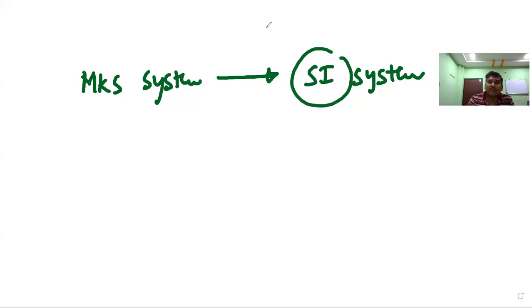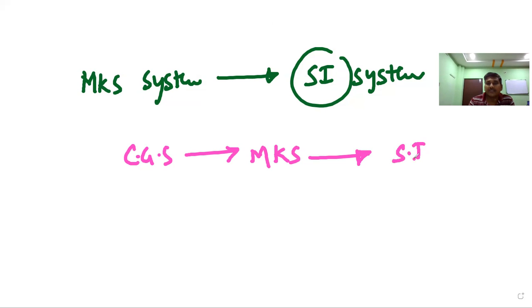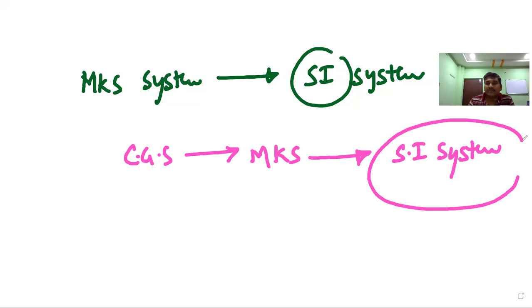Clear? Now here I am clearly writing that CGS can be converted into the MKS, and MKS further can be converted into the SI system. So nowadays, SI system is the international system, which we frequently make use of to express all the units. Clear? Let us see this with one good example.